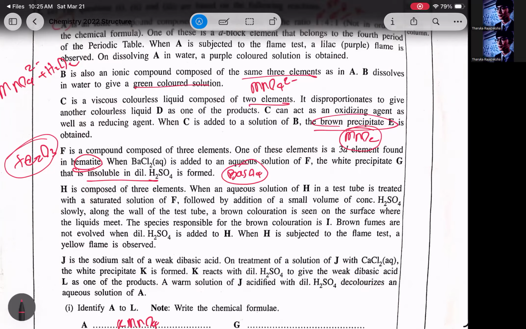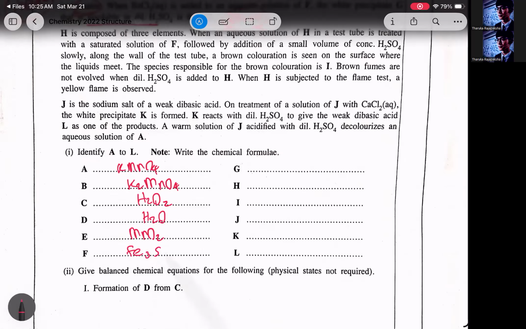F contains a sulfate and F contains Fe3 plus. Fe3 plus and a sulfate. So it's going to be FeSO4. Actually Fe3SO4. Right, there you go. Sorry, other way around. Fe2(SO4)3. There you go.